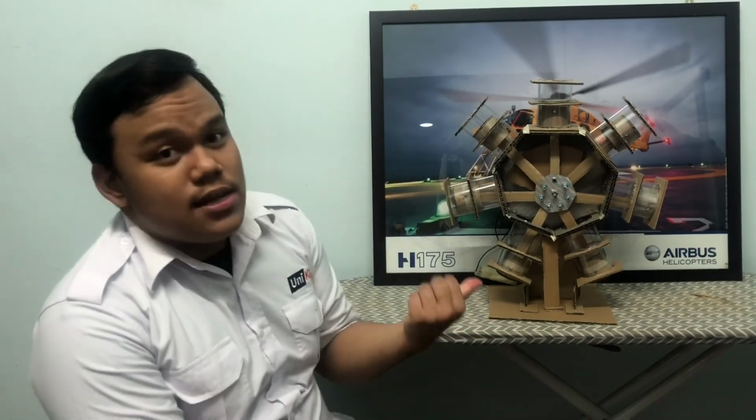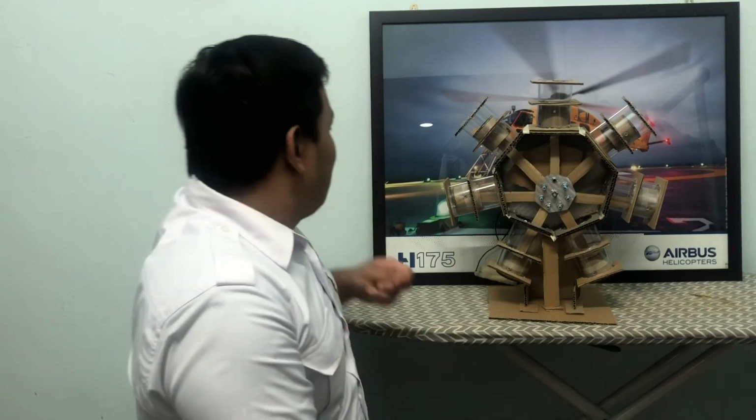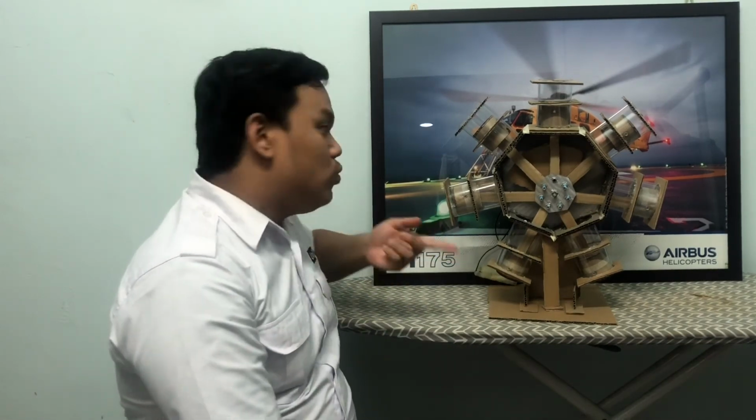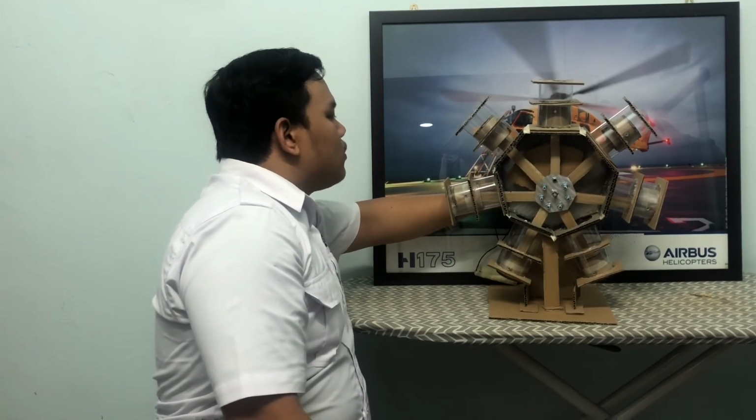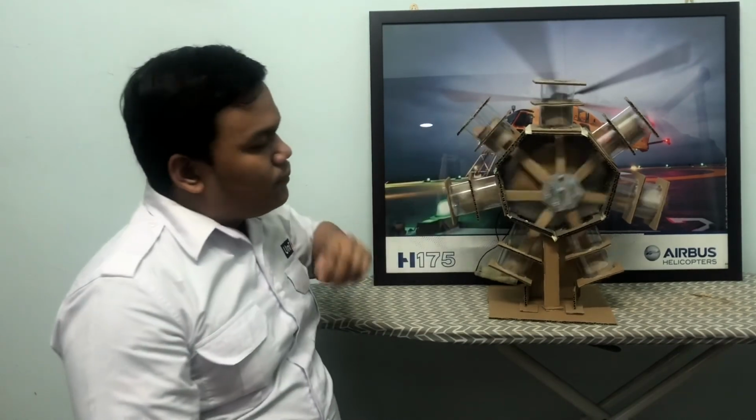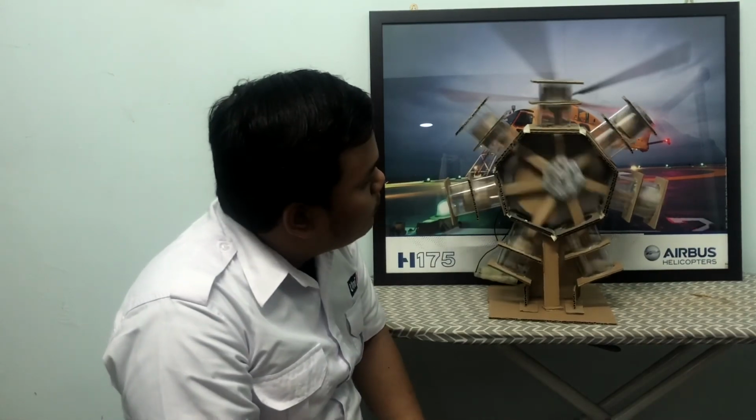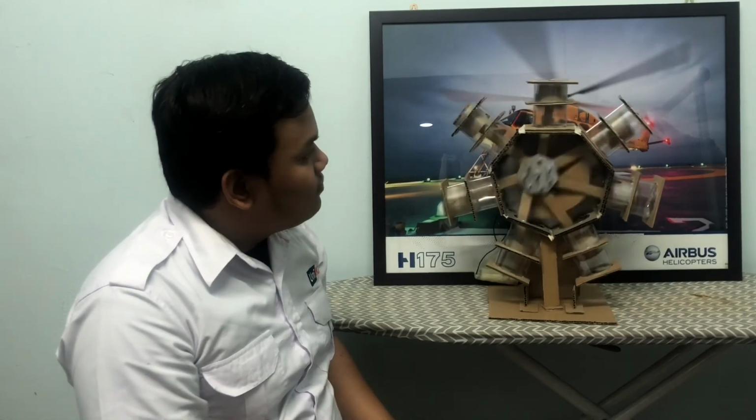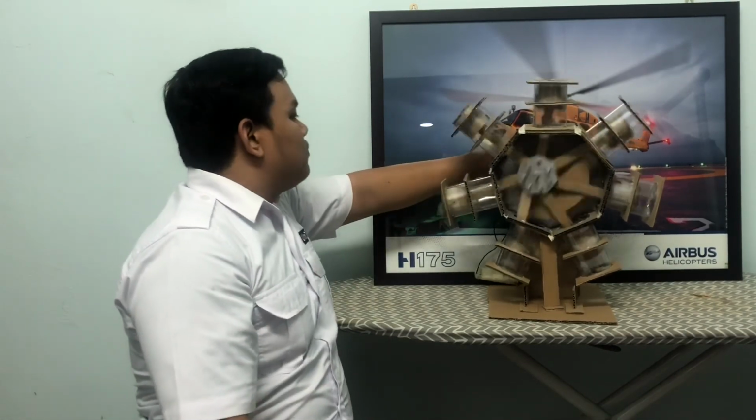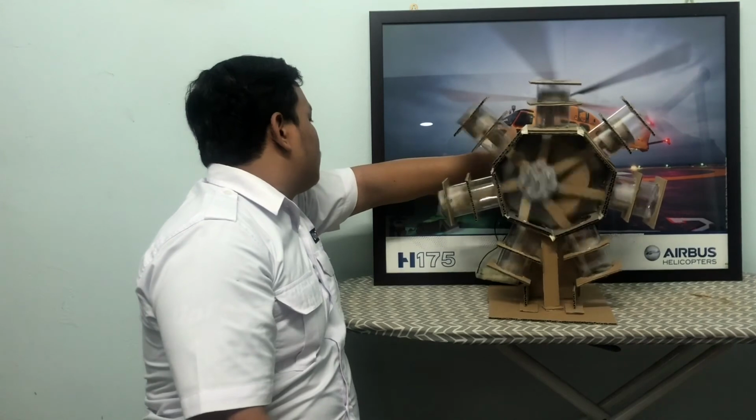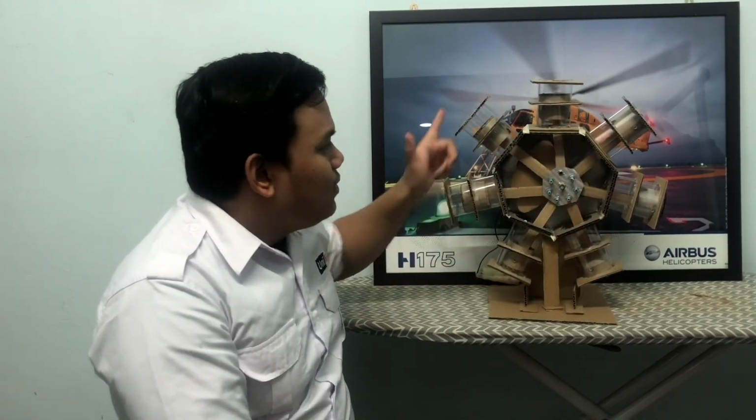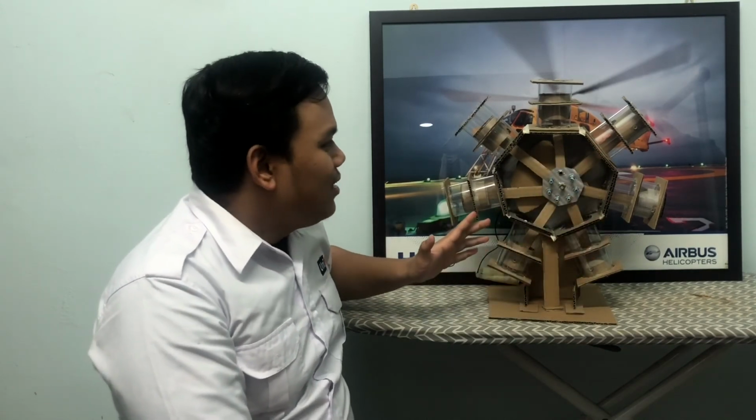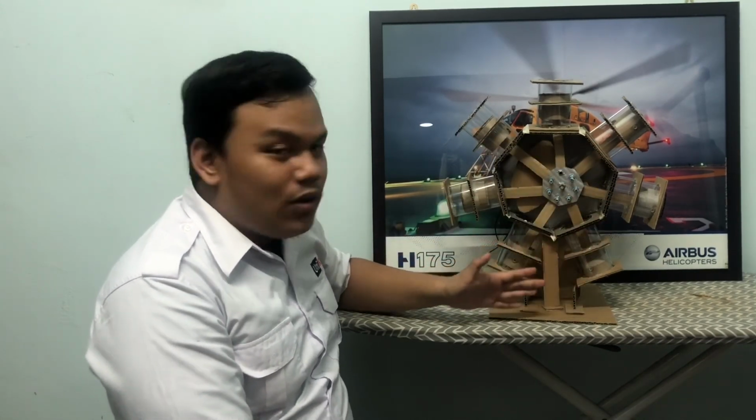So let's see how this thing works. I'm going to switch on the motor. As you can see, all pistons move smoothly in their cylinders. There is no problem at all.